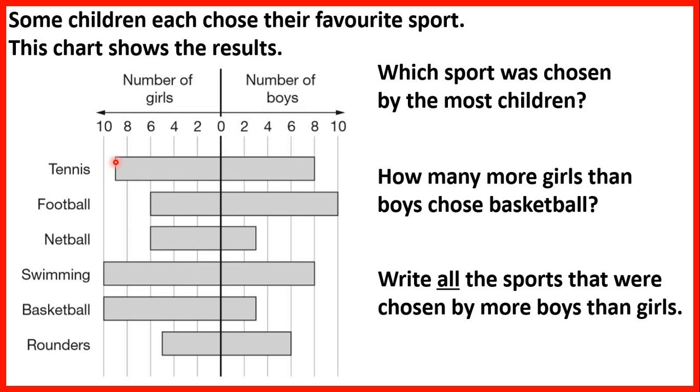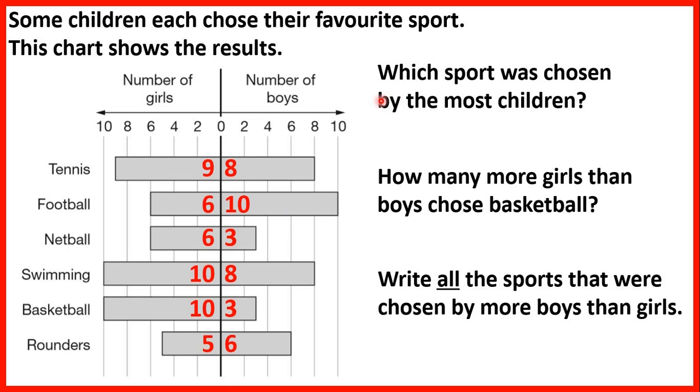So for tennis, we can see that it's between 8 and 10, so 9 girls like tennis and 8 boys. For football, we can see that 6 girls like football and 10 boys. 6 girls prefer netball and 3 boys because the bar is halfway between 2 and 4. For swimming, we have 10 girls and 8 boys. For basketball, 10 girls and 3 boys. And for rounders, if we go up, between 4 and 6, so that's 5 girls and 6 boys.